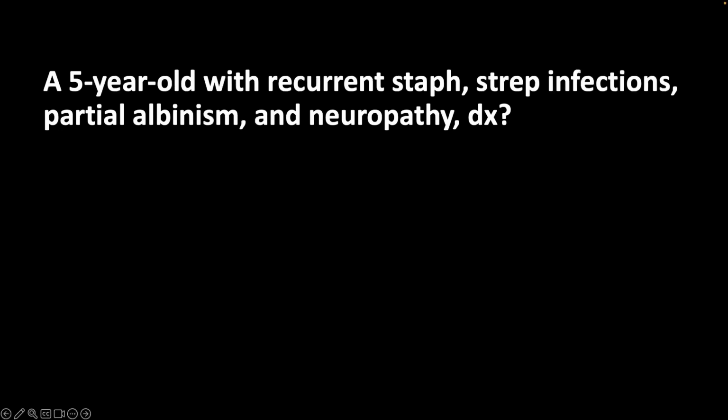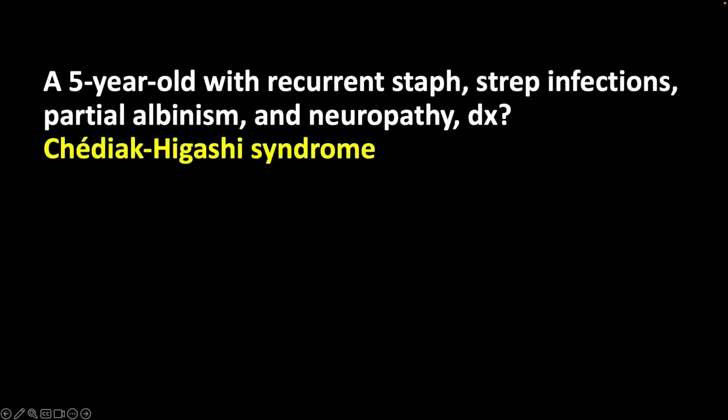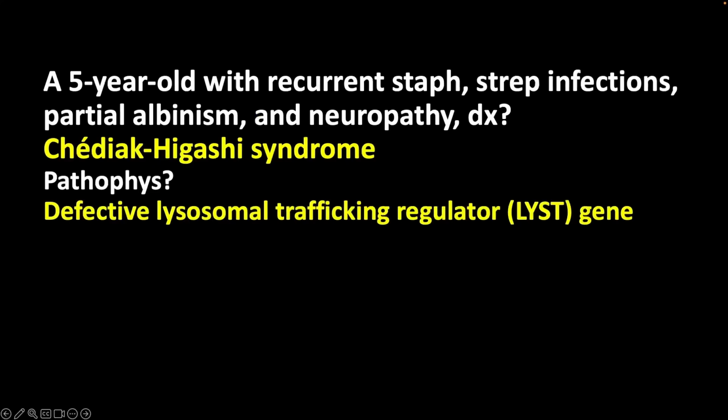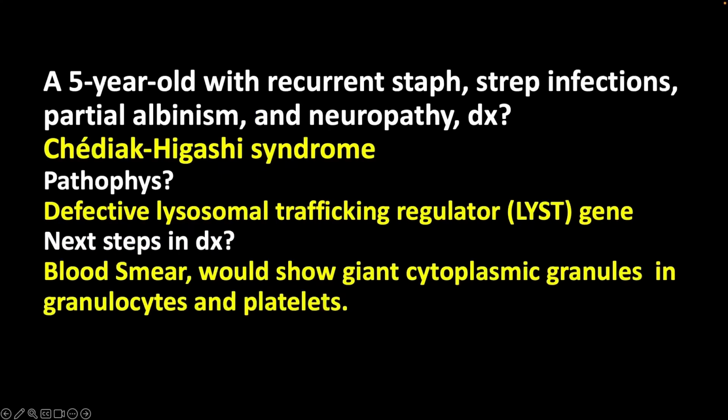Now we have a 5-year-old with recurrent staph, strep infections, partial albinism, and neuropathy. What's your diagnosis? This is Chediak-Higashi syndrome. And what's the pathophys of this? You get defective lysosomal trafficking regulator genes. And what do you want to do in the next step of diagnosis? You're going to want to get a blood smear. And this would show giant cytoplasmic granules in granulocytes and platelets. And I should also mention, this is a microtubule defect, the LYST gene.